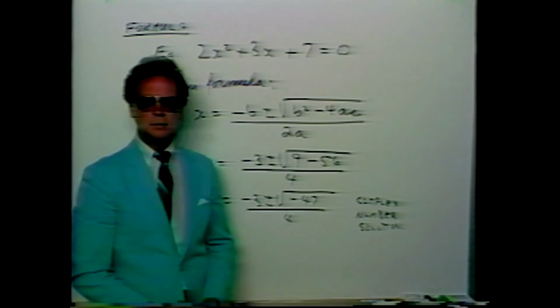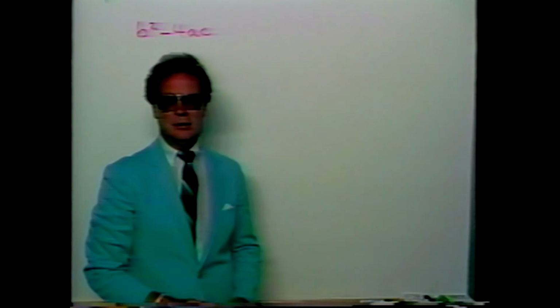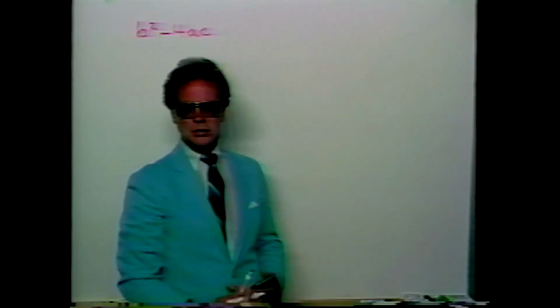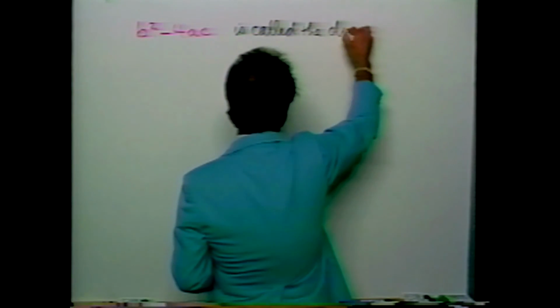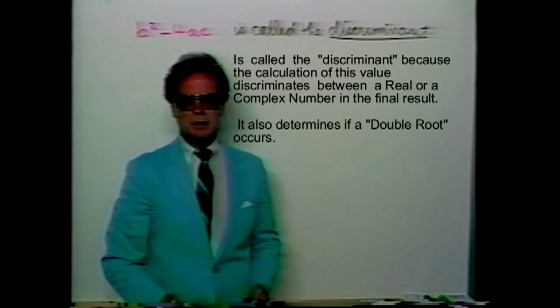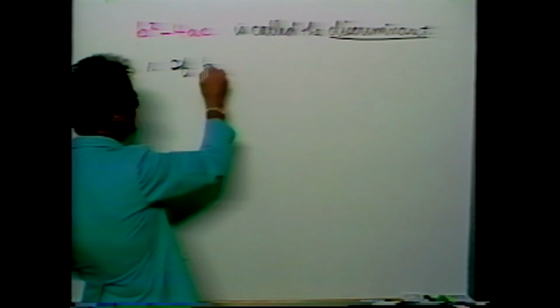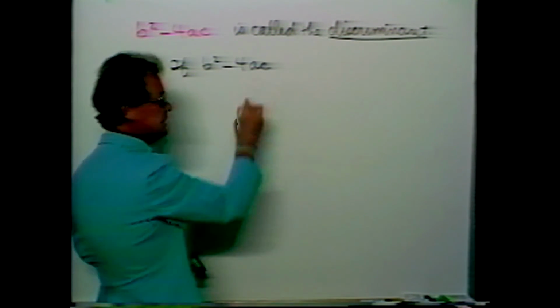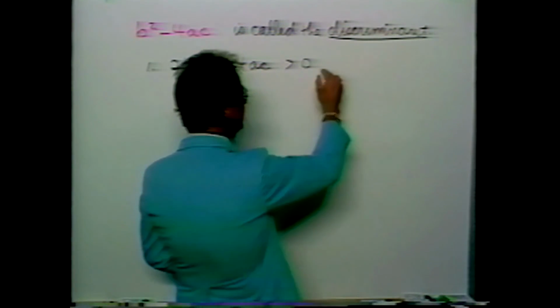No real roots. b squared minus 4ac, the part under the radical sign in the formula, is called the discriminant. The kind of roots to expect is determined by this value. 1. If b squared minus 4ac is greater than 0, two unequal real roots occur.